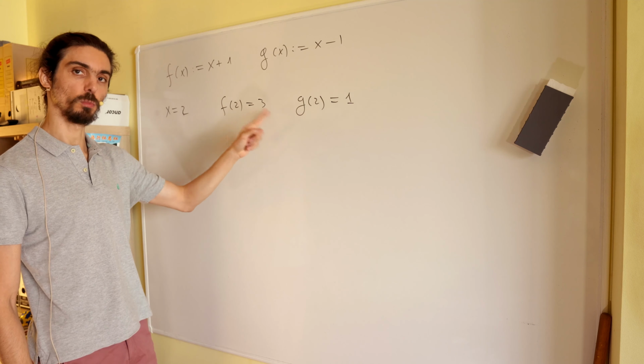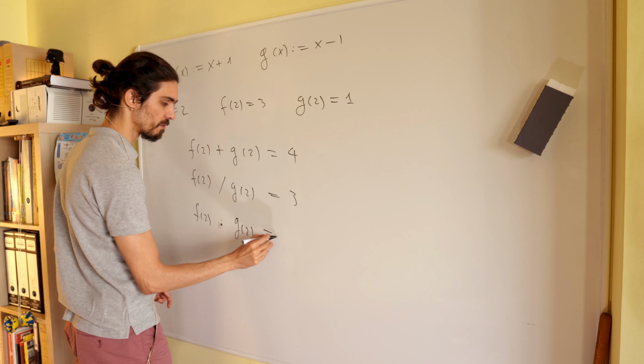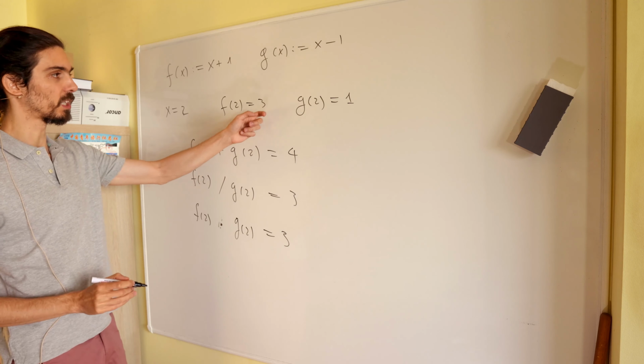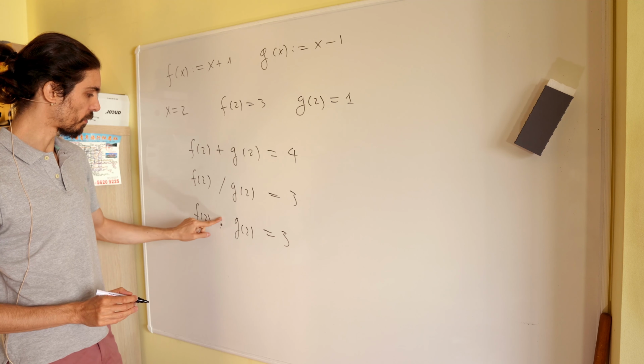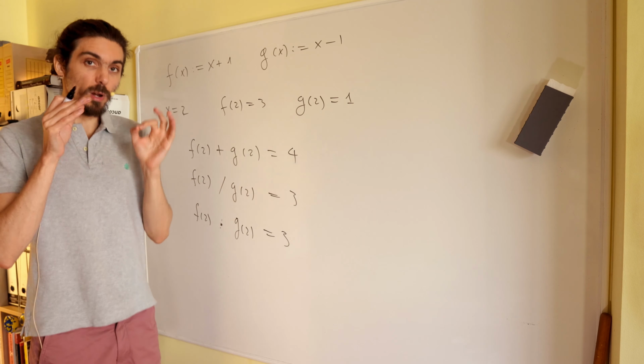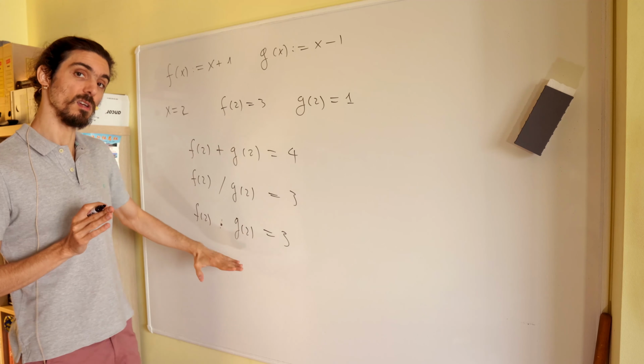And finally, if we multiply f of 2 times, or should I put a dot instead? A dot. g of 2, it gives again 3. The subtraction gives us 2, okay? So this is all familiar to everyone, but what we really want is not this.